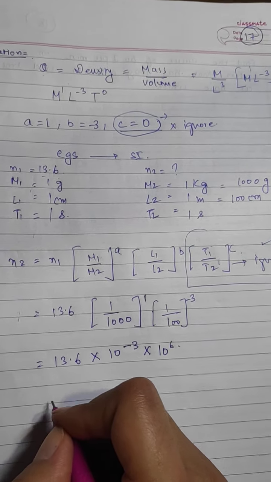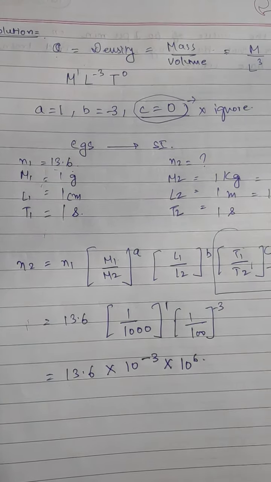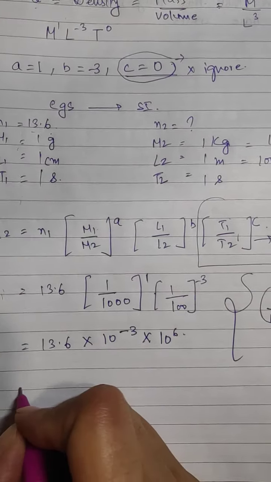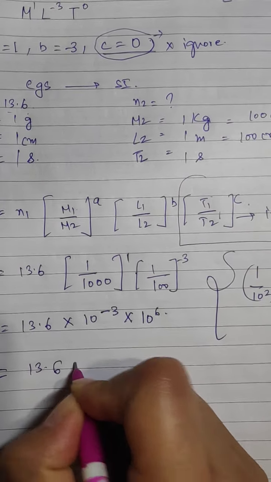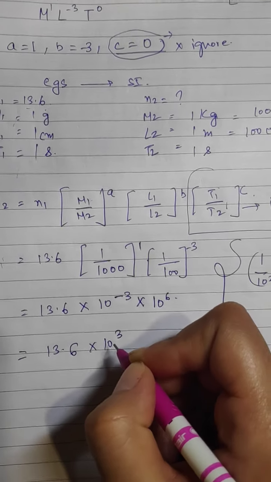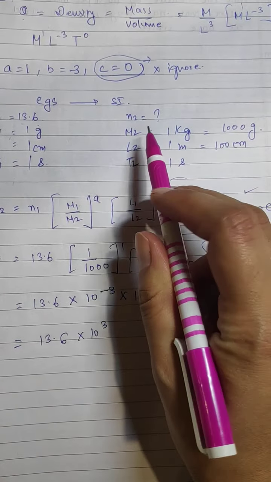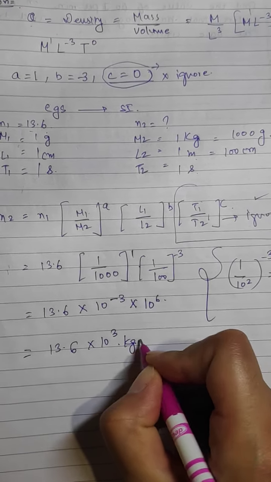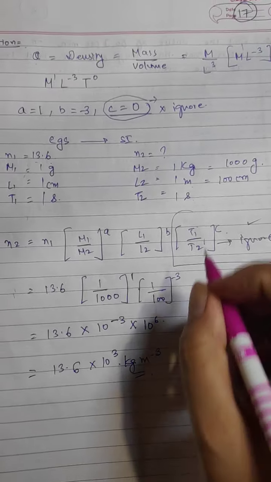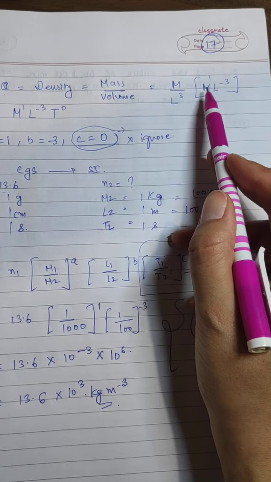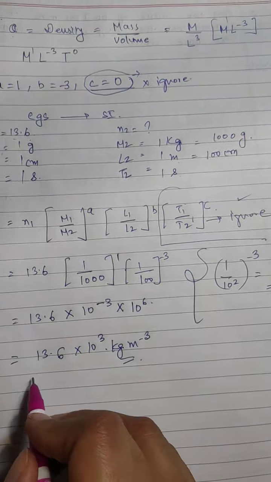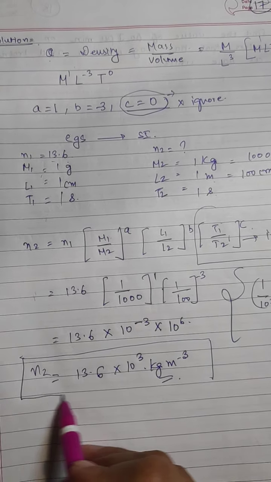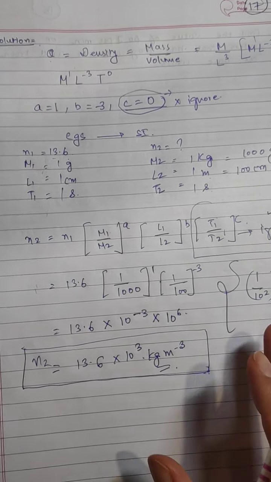So it will be 10 raised to power 6. When you simplify it again, you will get 13.6 into 10 raised to power 3. Now what are the units in this case in SI system? Kg, meter, second. So it will be kg per meter cube according to our dimensional formula. So this is your final answer. I hope it will be clear to you now.